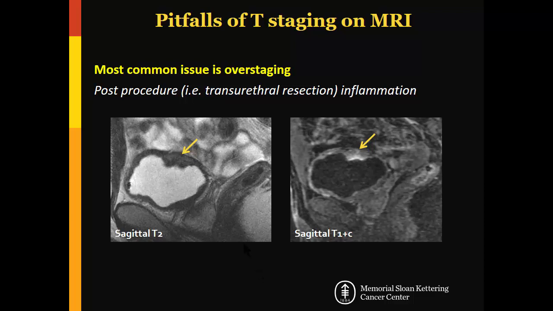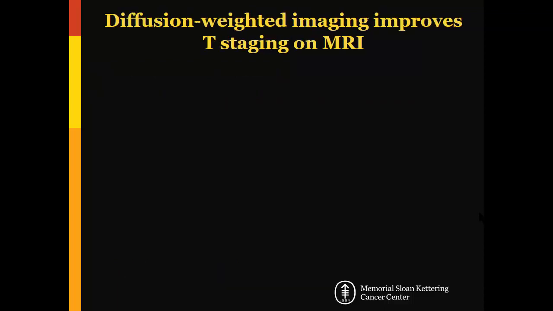This is just an example here. For all intents and purposes, you see the low signal intensity on T2-weighted images of the muscularis propria. You have intermediate T2 signal intensity here, which looks like tumor. It's even enhancing like tumor, but this patient had neoadjuvant chemotherapy and subsequently went for surgery, and the pathology showed complete response, so there was no residual tumor. This was all just related to post-resection inflammatory changes.